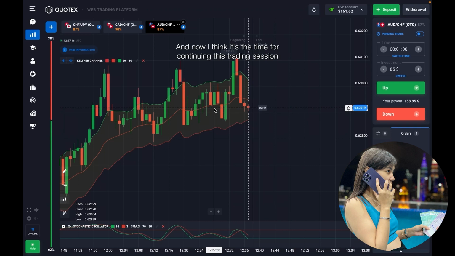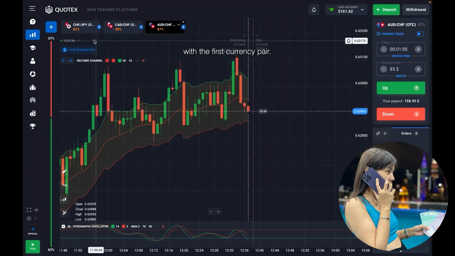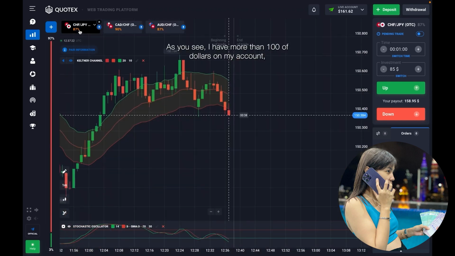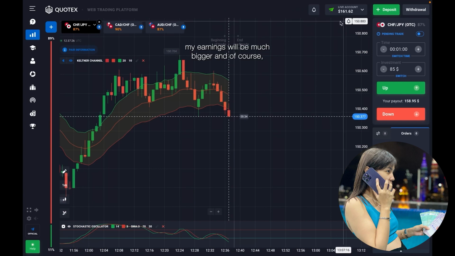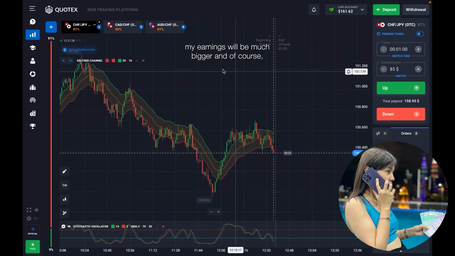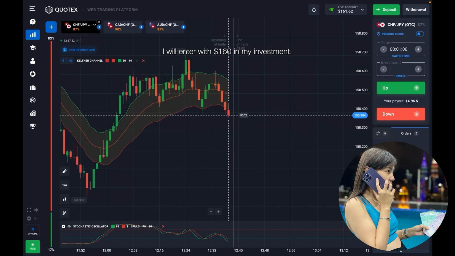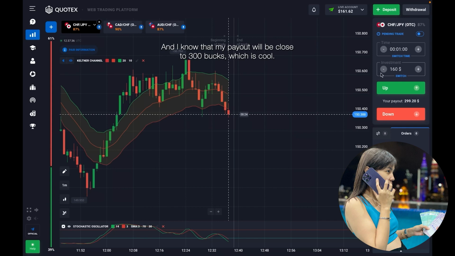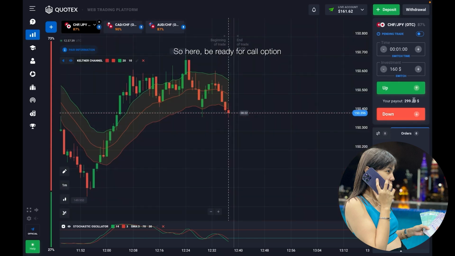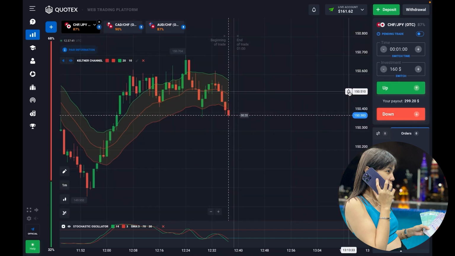Now I think it's time for continuing this trade session with the first currency pair. As you see, I have more than $100 in my account, and with these investments my earnings will be much bigger, and of course I will enter with this $160. I know that my payout will be close to $300, which is really cool. So here, be ready for call option right now.